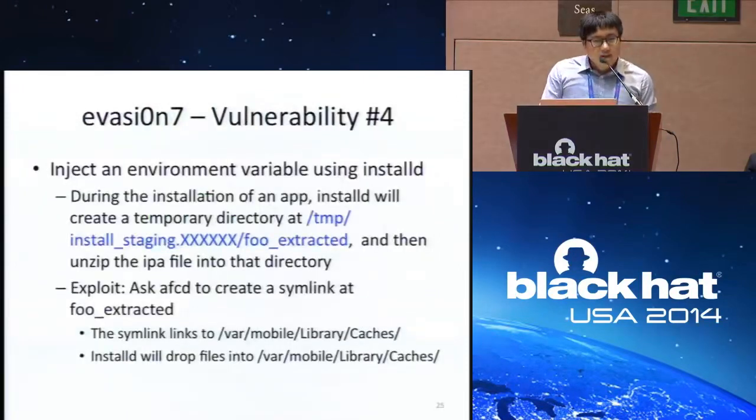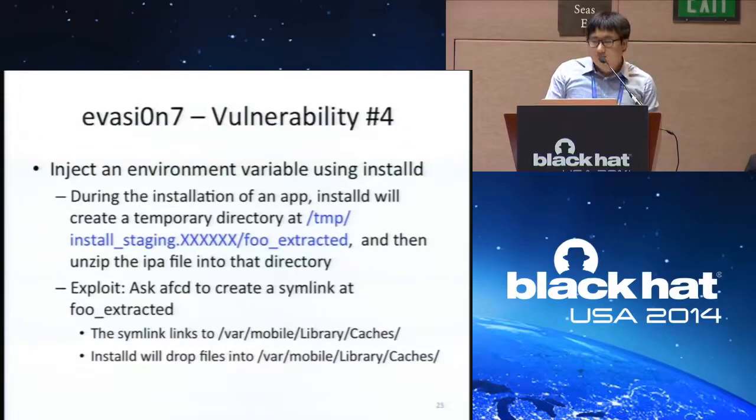Evasion 7 utilized a bug in installd that is caused by a race condition on extracting a zip archive on the directory. On installation, installd will create a temporary directory at /tmp named like install staging with some random numbers, and then unzip their IPA archive into that directory. However, there exists a race condition.